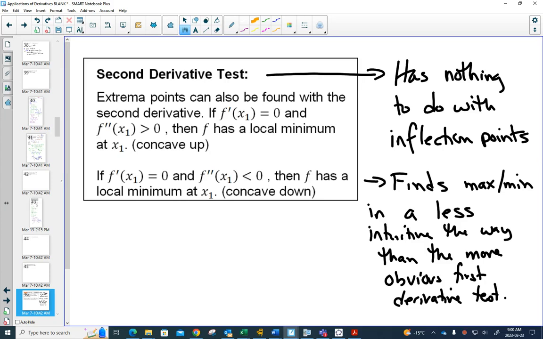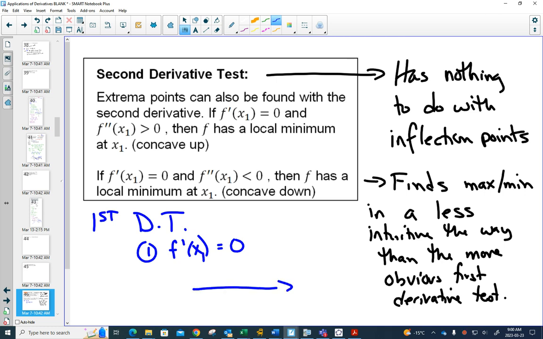It finds maximums and minimums, also needing two things. So here's a review. The first derivative test was basically, one, you found f prime of x to be equal to 0 at some point, I'll call it x1. You made your number line and put x1, and then if you're like, ooh, it went from increasing to decreasing, those two things, right? This was the second thing that made it a max. You needed to show two things that made it a max.